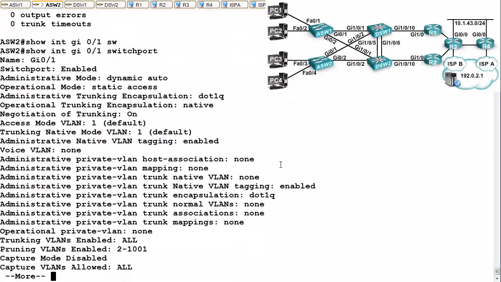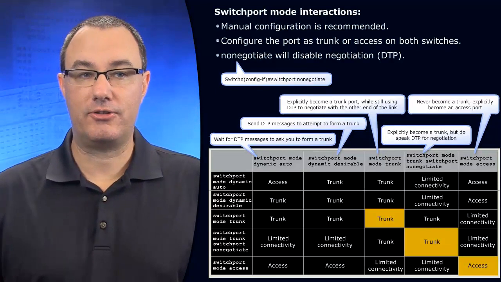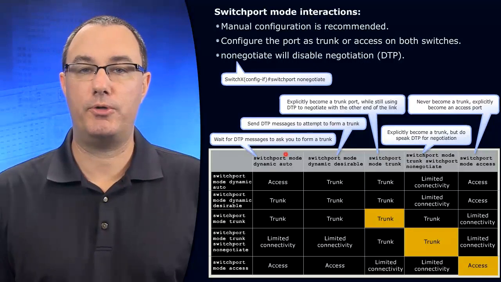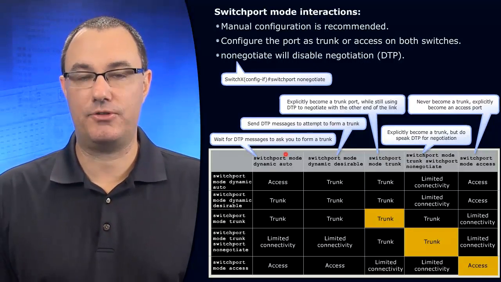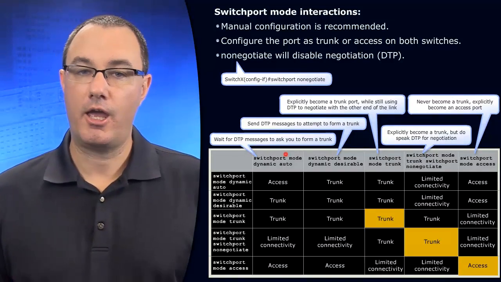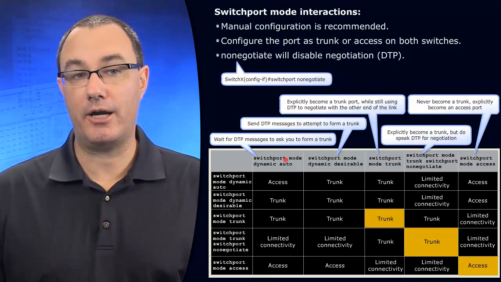With show interface switchport, we are in dynamic auto. There is a matrix of configuration options. And what's interesting is the configuration option that you default to may be a problematic one. Let's look at this set of options, starting with switchport mode dynamic auto. That is, for many switch ports, the default. What this says is, I'll do what you ask me to do. If you don't ask me to do anything, I will be an access port.